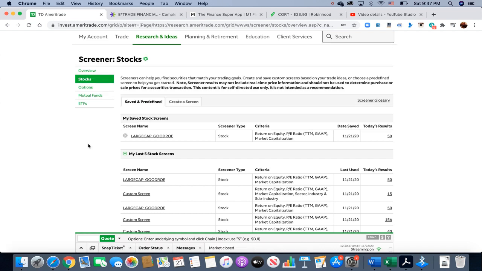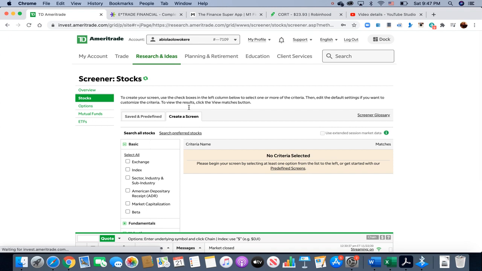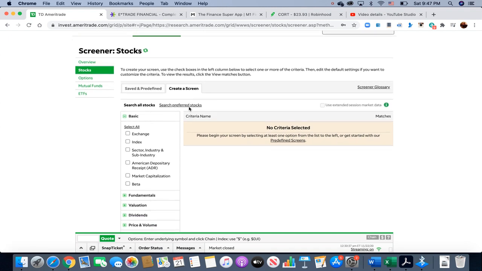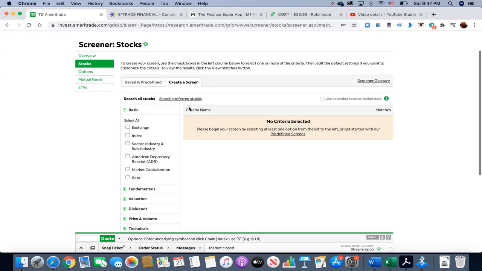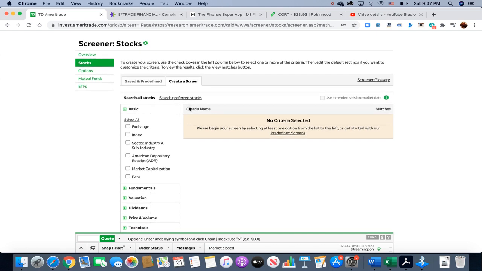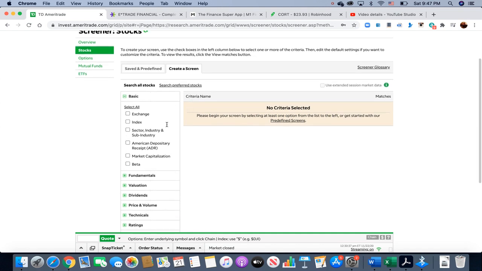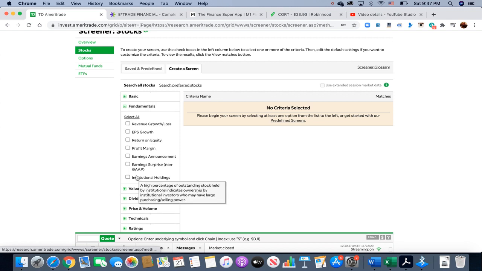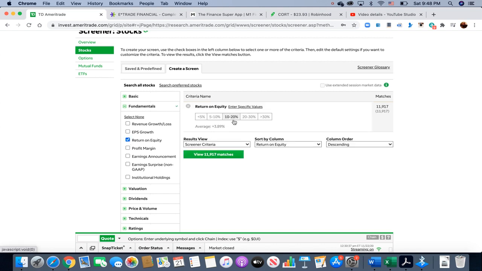Okay, so the next thing I'm going to do is create a screen. I showed you how to do this in the last video. I'm going to use the data set that we had on the slide set that I used earlier when I was presenting this topic. So I'm going to go into the fundamentals, and I am going to use a return on equity of more than 20, like I stated earlier. So I'm just going to click 20 to 30, so more than 20 and 30 and above.